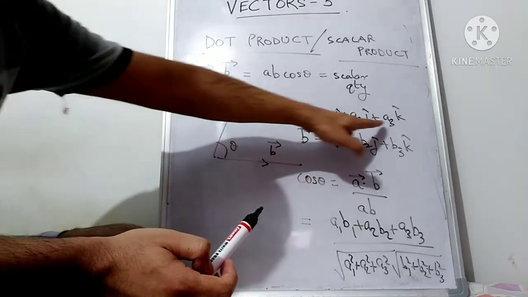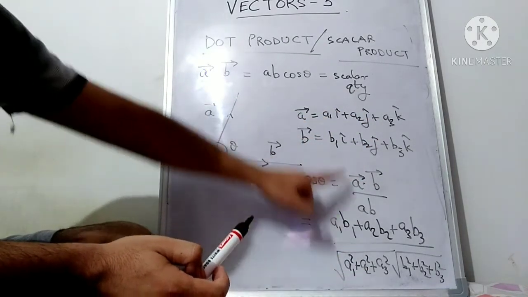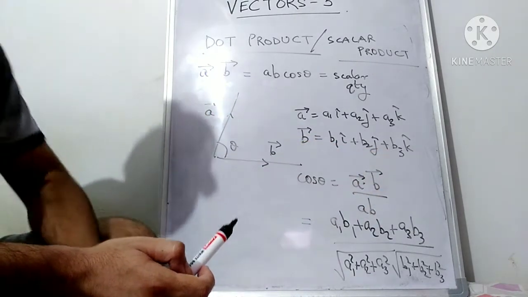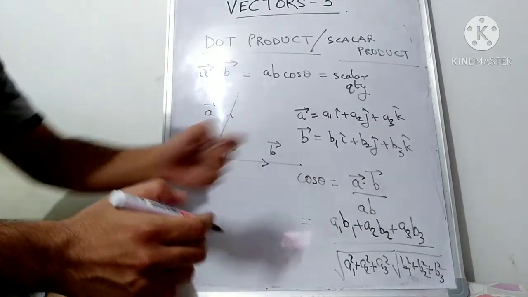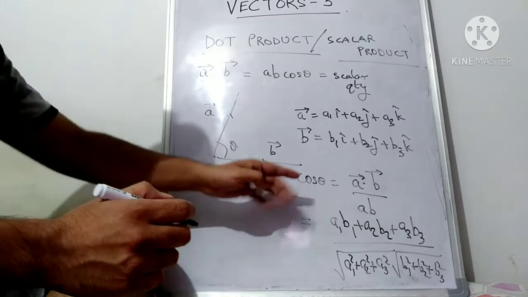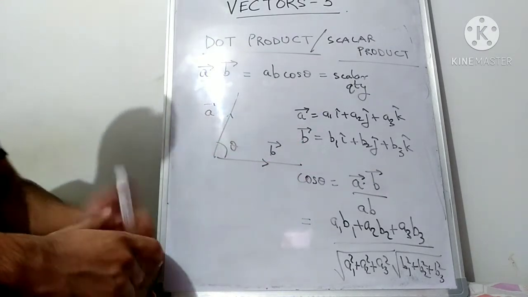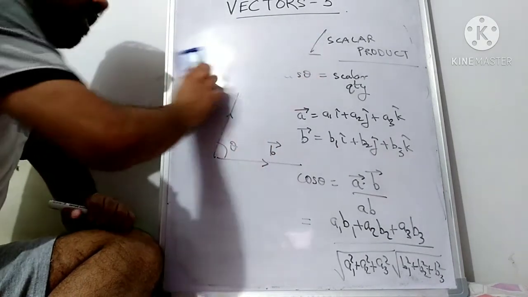A you can write using this formula, root of a1 square plus a2 square plus a3 square, and b will be the magnitude of vector b, so b will be root of b1 square plus b2 square plus b3 square. This is how we can calculate the value of theta when we are given two vectors, using the dot product. So this was regarding the dot product.